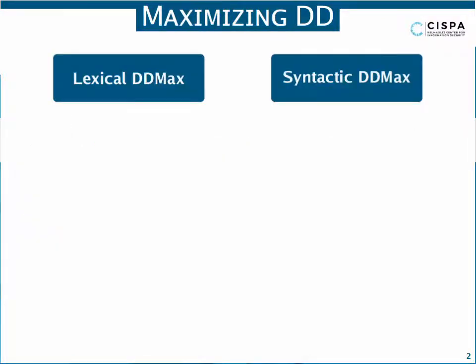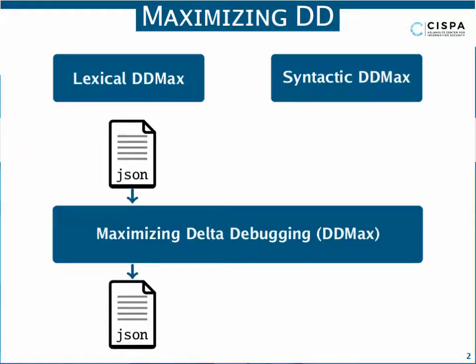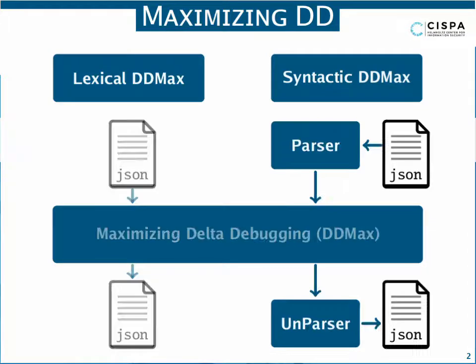The delta debugging algorithm was originally designed to minimize test cases. Our maximizing delta debugging algorithm, ddmax, tries to maximize the passing data from an input file. More precisely, we try to minimize the part of the input that is deleted before it is processed by a subject program. We propose a lexical variant of the ddmax algorithm that works on the character level and a syntactic variant that works on the parse tree of a parsed input file.